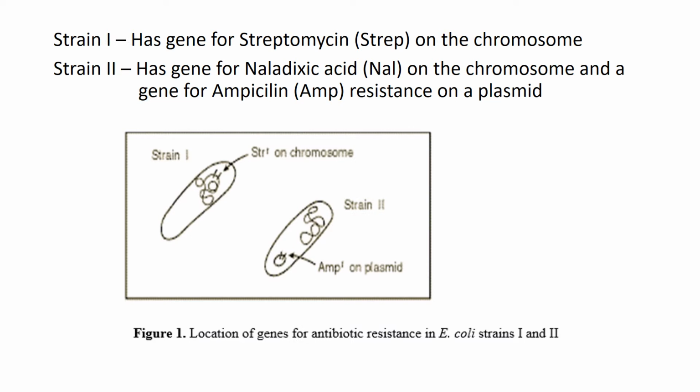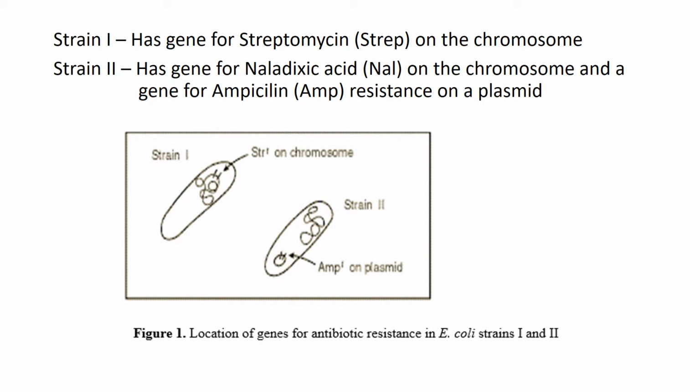In preparation for Lab Day 1, pure cultures of E. coli strains 1 and 2 were grown in LB broth and enriched medium. As seen here, strain 1 E. coli cells contain the gene for streptomycin antibiotic resistance on the chromosome, while strain 2 has a gene for nalidixic acid resistance on its chromosome and a gene for ampicillin resistance on a plasmid.